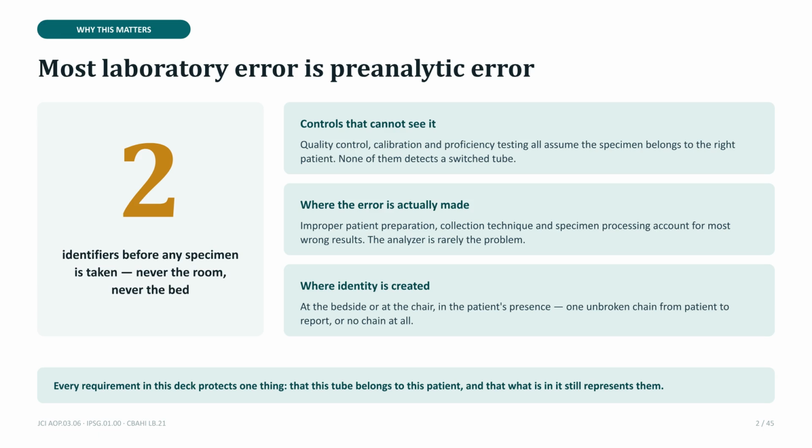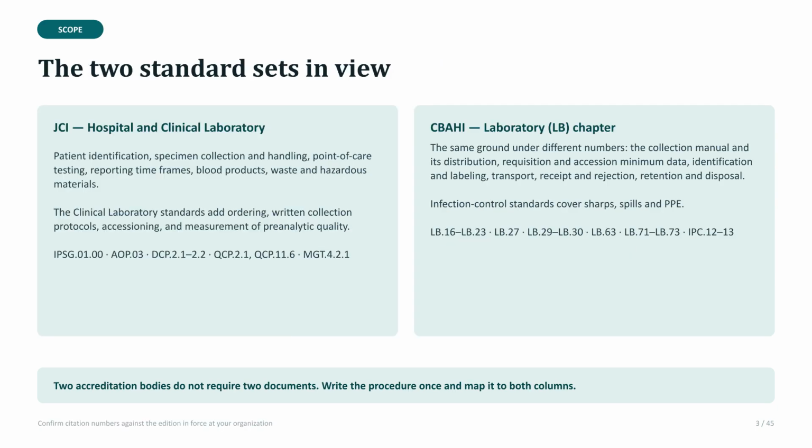Quality control and calibration do not detect a switched tube. This video emphasizes identity creation at the bedside, with 2 identifiers required before any specimen is taken. We are covering the JCI and CBAHI standards. You do not need 2 separate documents. Simply write your procedure once and map it to the requirements of both bodies.